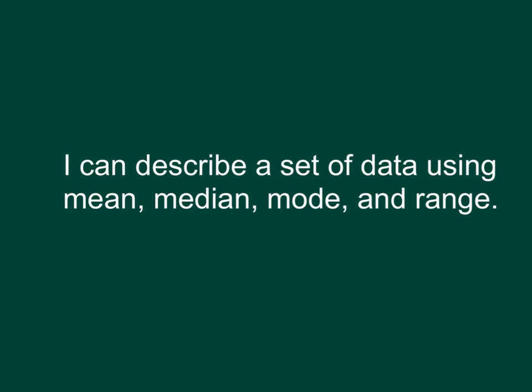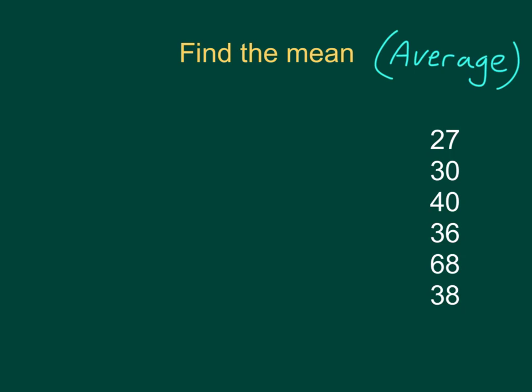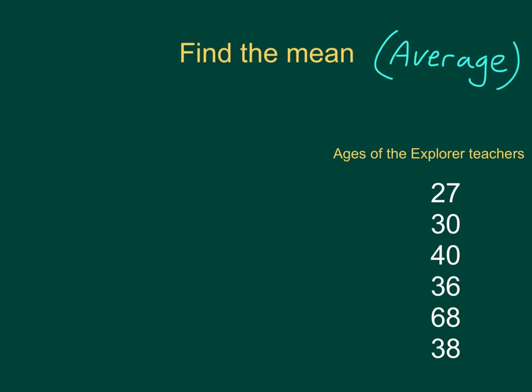Today's learning target is I can describe a set of data using mean, median, mode, and range. One of the things that we're going to be doing today is finding the mean. A mean is another word for average. So we're going to be finding the average, or the mean, for a set of numbers.